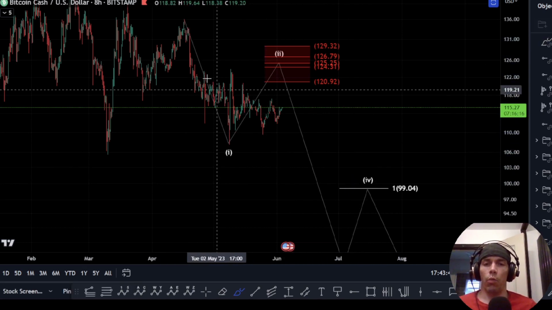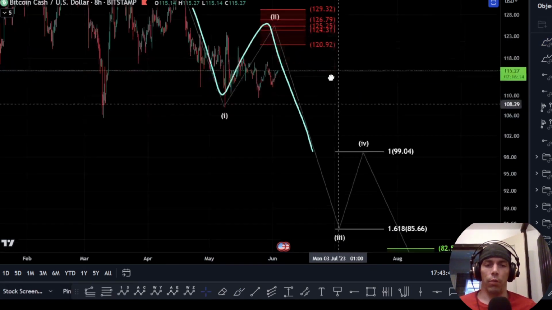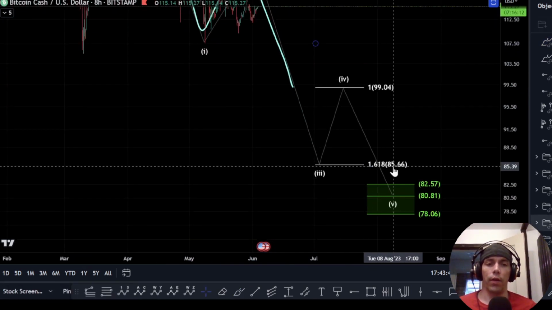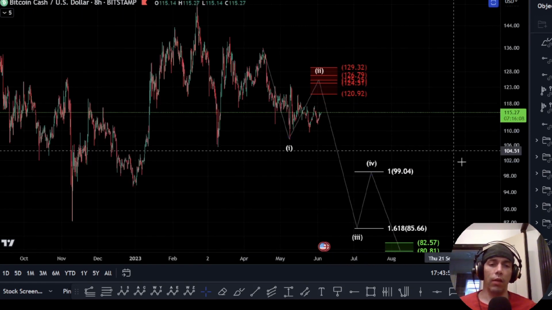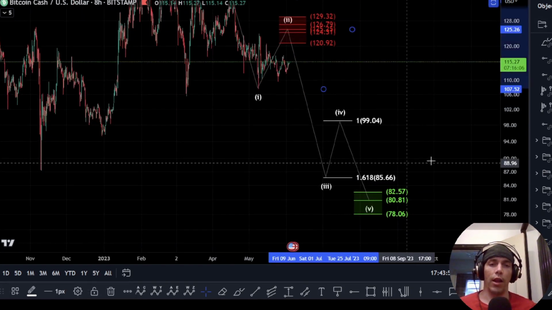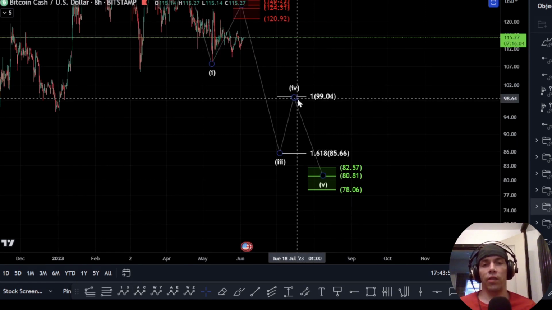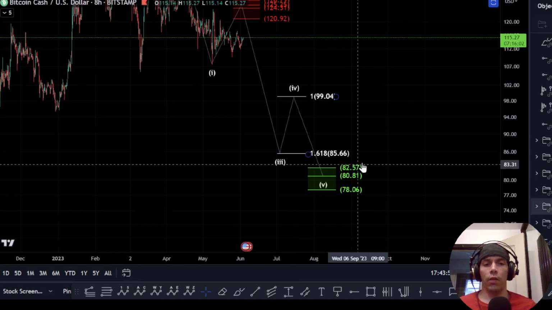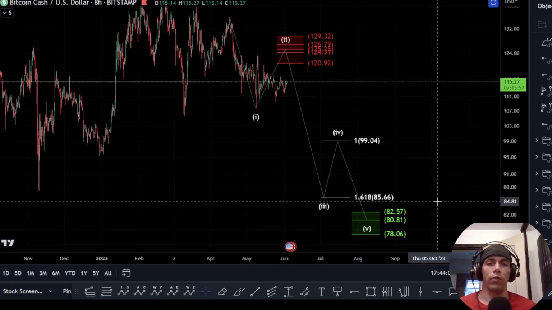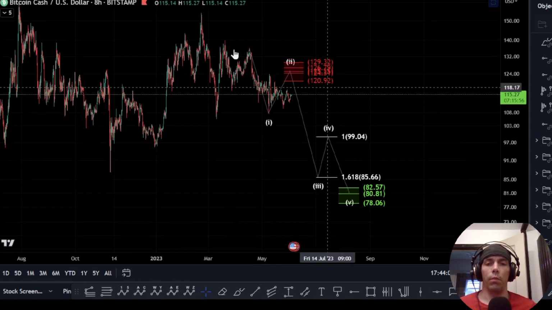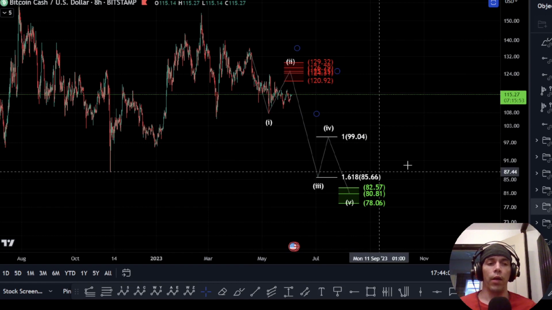If, however, we get a bigger break to the downside where we push down towards this 85.66, this would indicate that we've had the triangle complete and we're actually looking for the 5th wave directly. So if we move down to 85.66, we'd be looking for a 4th and a 5th. This would actually look to bring us into this 82.57 to the 78.06. And then this would mean that we have a completed move here to the downside.